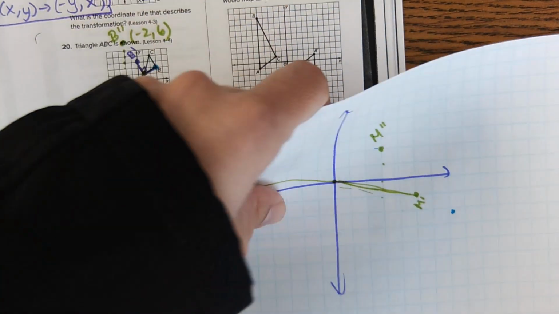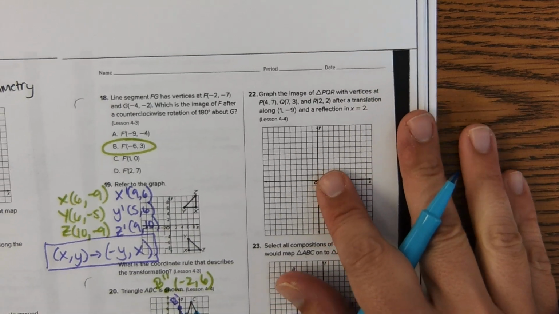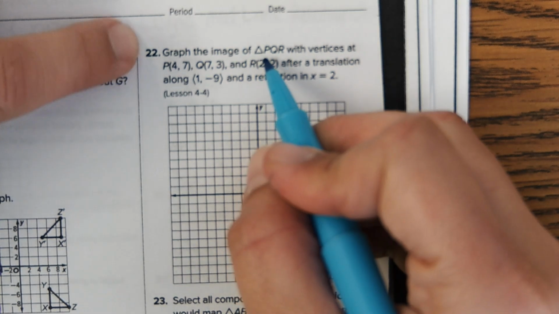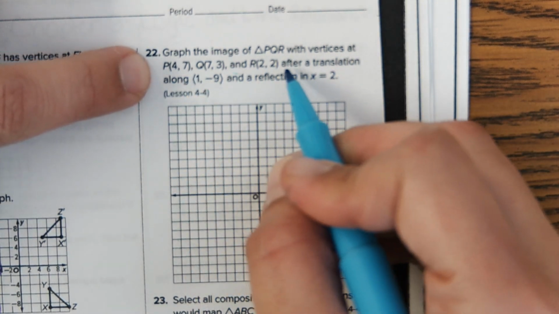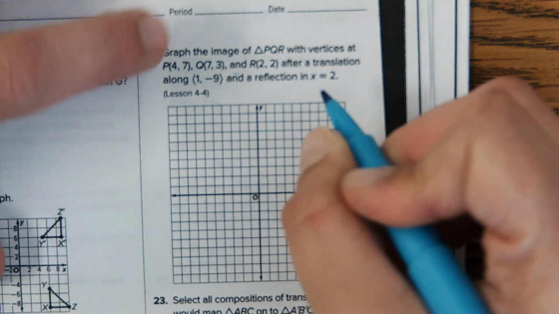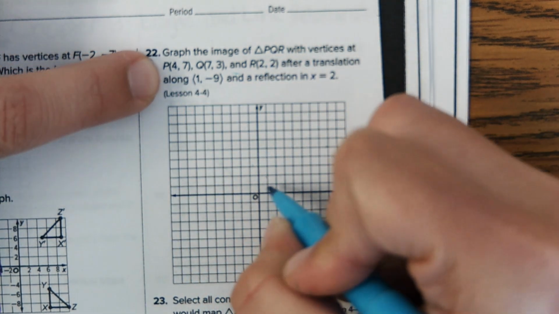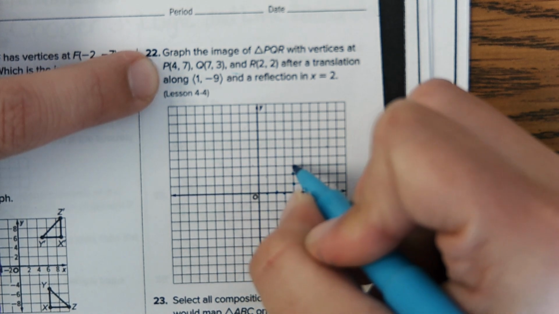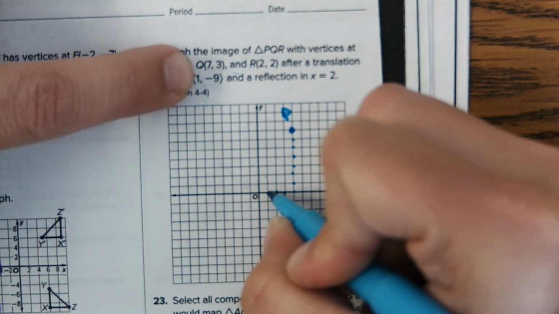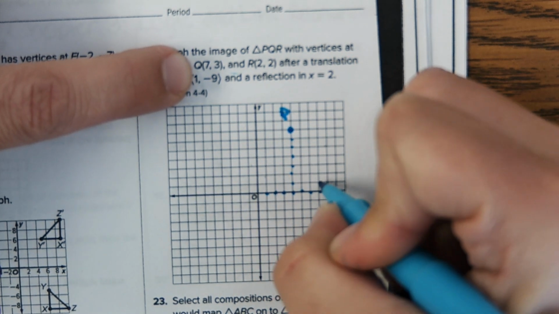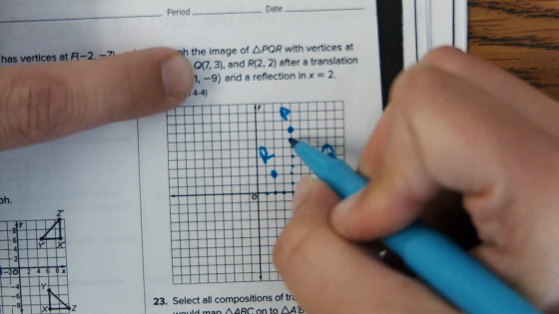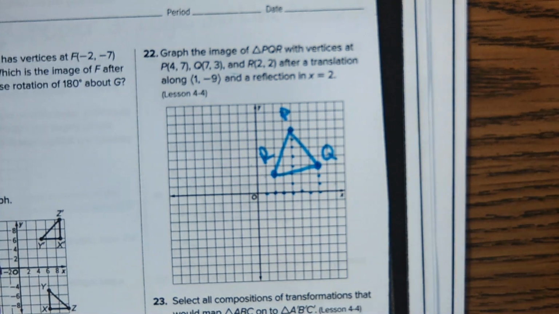Okay, next one. It says, I'm going to zoom in again. Graph the image of triangle PQR with vertices at these points after translation along 1, -9 and a reflection in x equals 2. So starting with the original points, P is at 4, 7, 1, 2, 3, 4, 1, 2, 3, 4, 5, 6, 7. P, Q, 7, 3. Doing this in pen is risky. R. Okay, so there's our original shape.